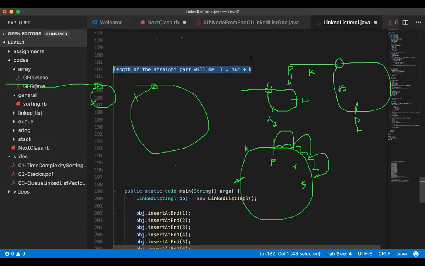What is n, Praveen? Yes. N is any integer. Okay, lambda, that kind of thing. So in case the straight part is very long, this n will be high, like 5 times the loop plus k. In case this is very small, it will be 0 times c plus k. Okay, they're equal. N can be any integer.